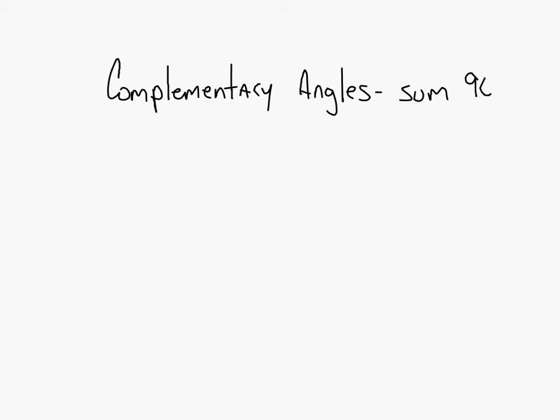Complementary angles. They sum 90 degrees. Complementary angles sum 90 degrees. If you see a picture that looks like this, and it's got that symbol in the corner, it means this big angle, that angle ABD, is 90 degrees, doesn't it? And it means these two angles within that larger angle have to add up to 90 degrees, so they would be complementary.